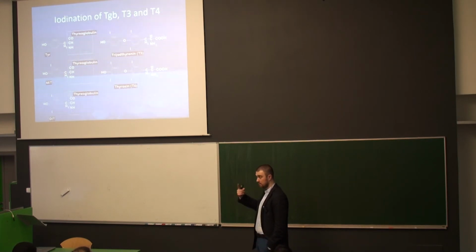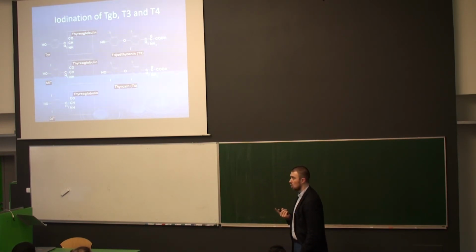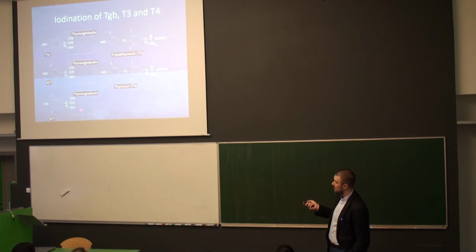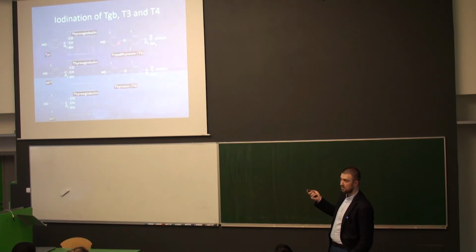And then in the next step, that we call coupling, you do a very simple thing. You combine these two molecules together. And it's not surprising that if you want to produce thyroxine, that means T4, you will combine two molecules of diiodotyrosine. Since here you want to have 4, therefore you must do 2 times 2. If you want to produce triiodothyronine, that means T3, you combine 1 molecule of monoiodotyrosine and 1 molecule of diiodotyrosine.